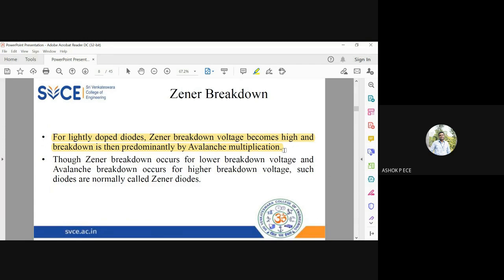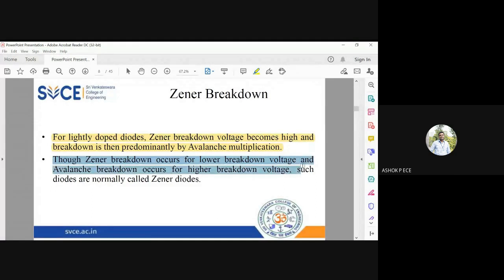So if the P and N regions are lightly doped, then the breakdown happens at a very high voltage. Maybe instead of happening at 6 volt, it will happen at 30 volt or 40 volt. That becomes conventionally like avalanche breakdown only. So if you want to have a very less breakdown voltage, then you have to go for Zener diode only, which is going to have heavily doped P and N regions.